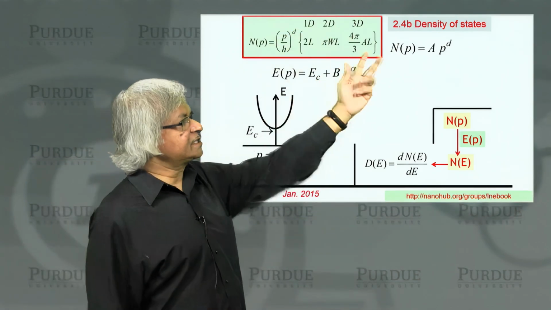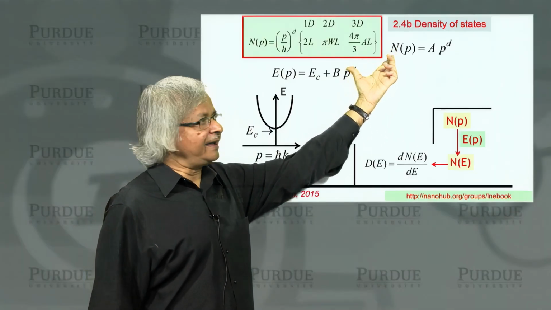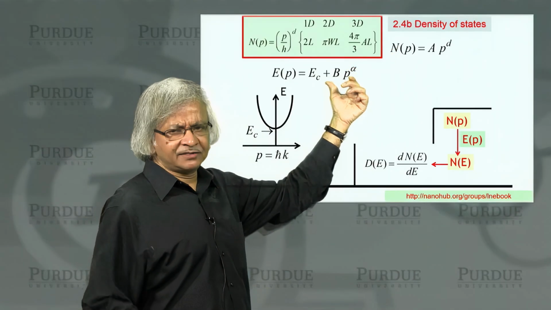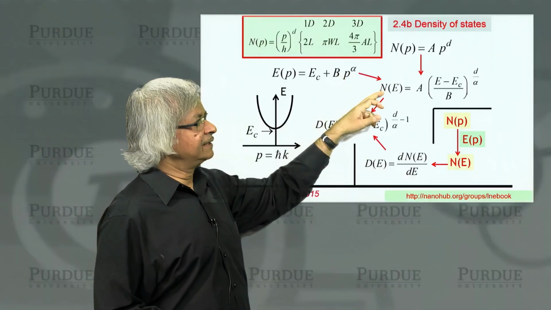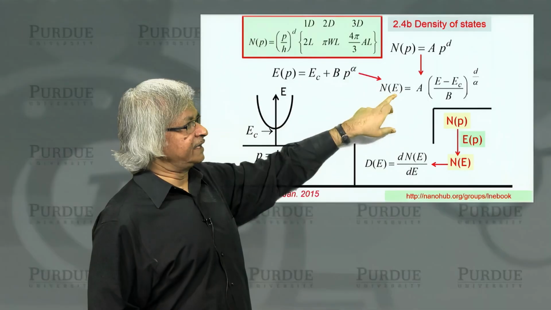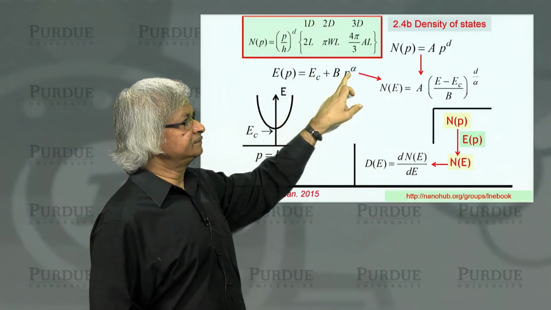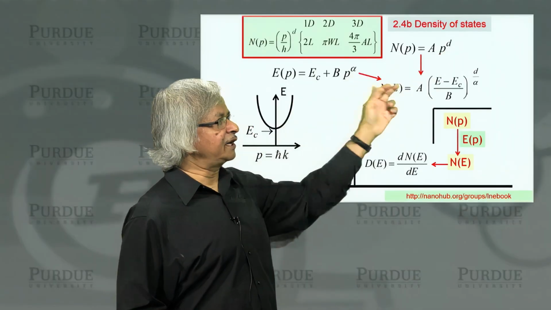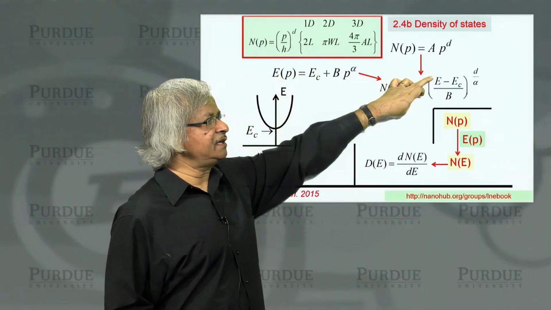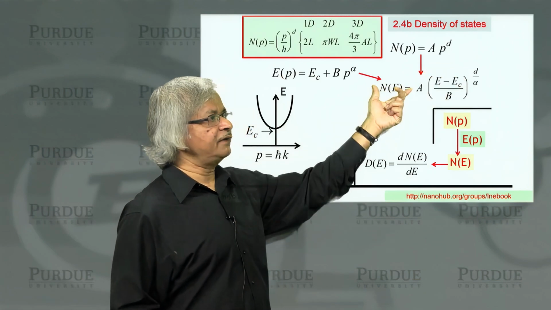Now what we want to do is combine those two things to get an expression for N as a function of E. And this requires a bit of algebra. And what you'd get is this expression. That is, you see, P to the power alpha is like E minus EC. And what we want, N, is like P to the power d. So you kind of have to take E minus EC and raise it to the power d over alpha. And that will give you N.